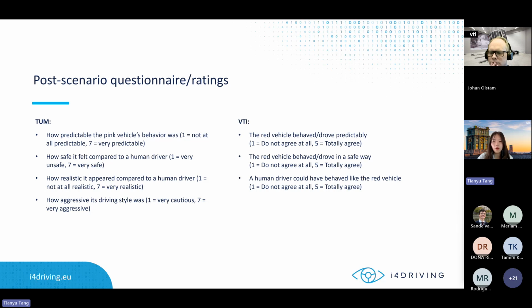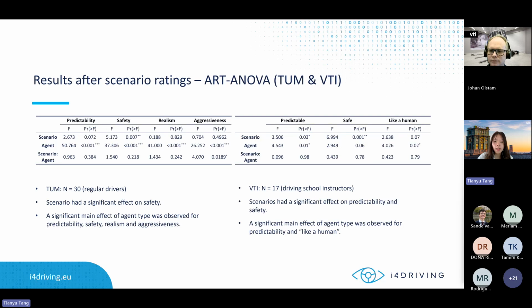For example, they only had to say whether the vehicle behaved predictably or not, whether it behaved in a safe way or not, and whether it behaved human-like or not. Based on the analysis method, we used a within-subject design with multiple factors. Because the data did not meet normal distribution, we applied the aligned rank transform ANOVA, followed by pairwise post hoc tests.